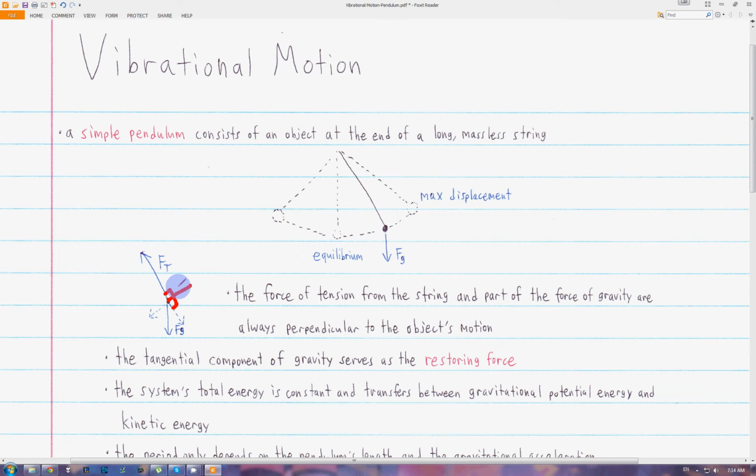So the part that actually changes the object's acceleration is going to be this part of the gravity, which is parallel to the object's displacement, or in other words, tangential to the object's path. So the tangential component of gravity serves as the restoring force in the pendulum. And instead of elastic energy and kinetic energy, the total energy of a pendulum system transfers between gravitational potential energy and kinetic energy.